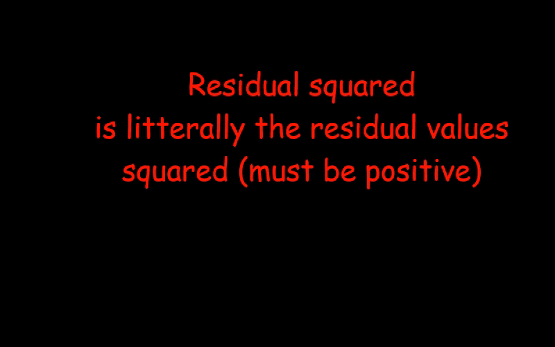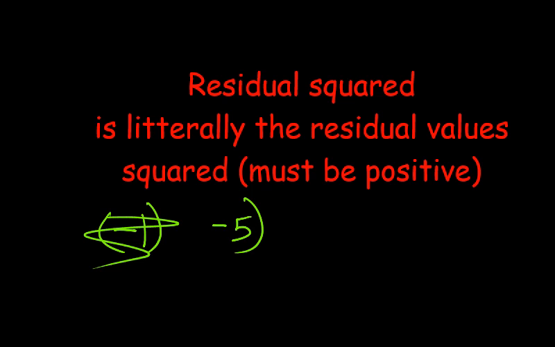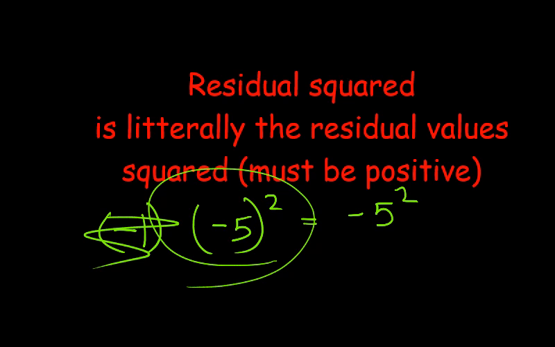So a residual squared, don't get this confused. A residual squared is just the residual value from the previous page squared. But don't get it mixed up with -1. Actually, let's use a different residual. Let's use -5 squared versus -5 being squared. Do not get these two values confused. This is most likely the residual. This is not, because residuals must always be positive.